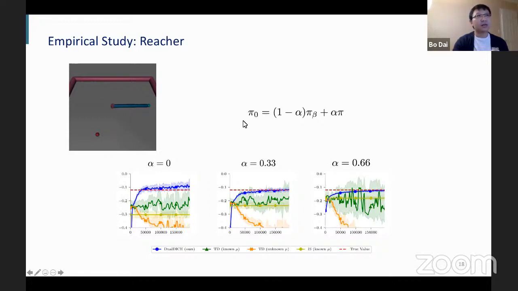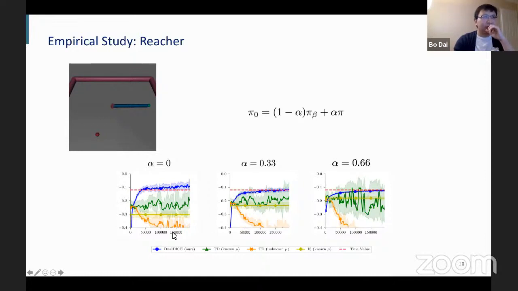And as I mentioned, it's offline. So we compose the policy like this. This pi b is some policy, and this pi is the target policy, whose value we want to estimate. The alpha tells you how similar the sampling policy is to your target policy. So here alpha goes from small to bigger, which makes the sampling policy more and more similar to your target policy. We compare our method with some TD methods, and also importance sampling, which is basically the IPS method I mentioned before. And this red dotted line is the true value.